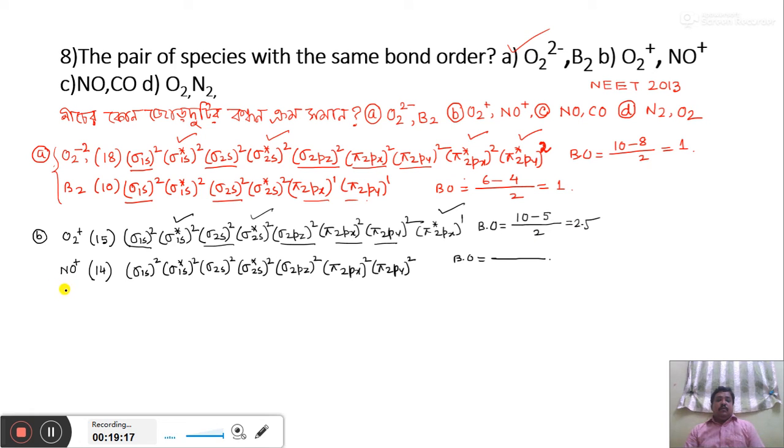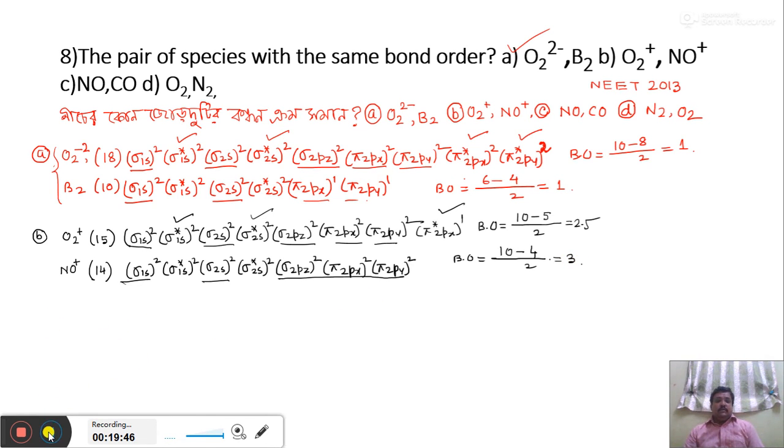In case of NO plus, which contains 14 electrons, its electronic configuration is sigma 1s2, sigma star 1s2, sigma 2s2, sigma star 2s2, sigma 2pz2, pi 2px2, pi 2py2. These 5 BMO contain 10 electrons and 2 ABMO contain 4 electrons, so its bond order is 3. So option B is not the correct one.